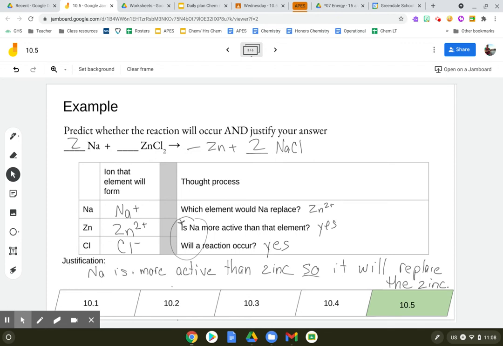So my justification really has two parts. It's my evidence from the activity series, saying that sodium is more active than zinc, and then why that matters. That means it's going to replace the zinc. So it's interpreting the reasoning as to why that evidence tells me it's going to be a reaction. So yes, the reaction occurs because sodium is more active than zinc, so it will replace the zinc. If you want to try the next one before I advance the video, you can pause the video and then pick it up again when you're ready to check your answer.